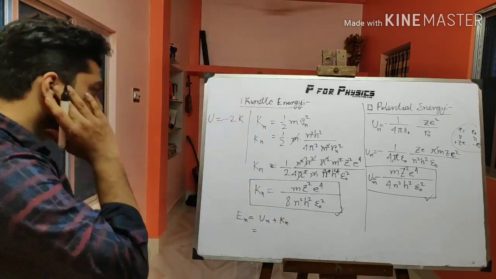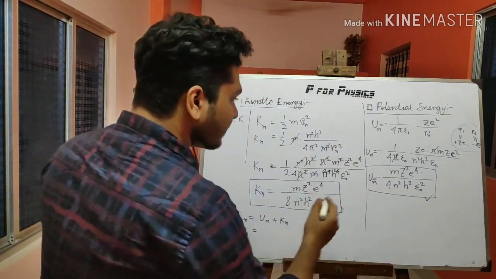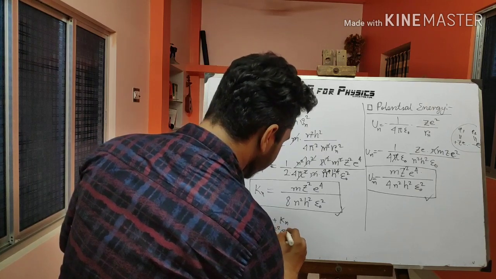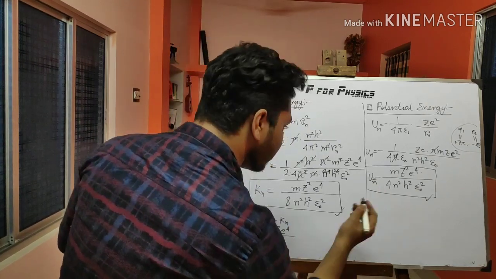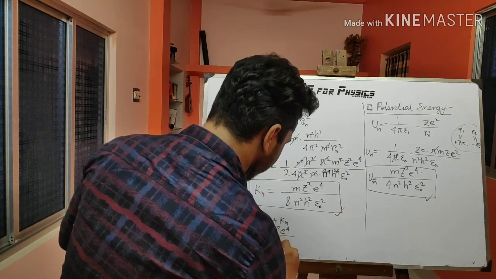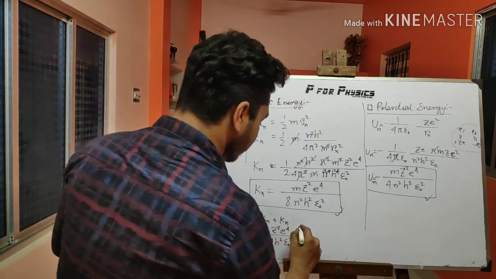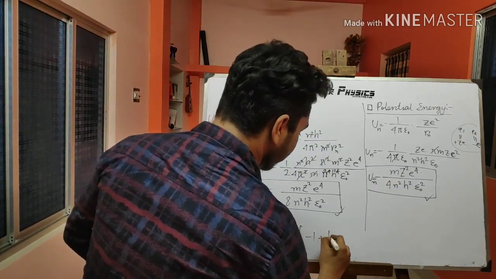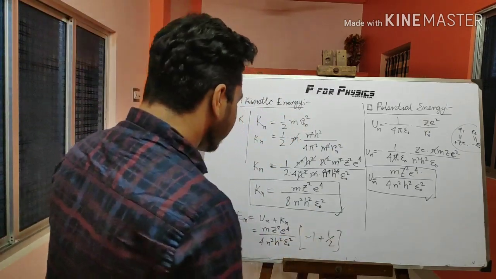Now see, apart from these two, 8 and 4, everything we have in common. So let me do that. In fact, I can take this as well. Now we have this one is -1, this one is +1 by 2. So -1 plus half is -half.